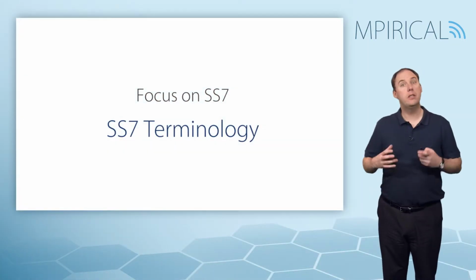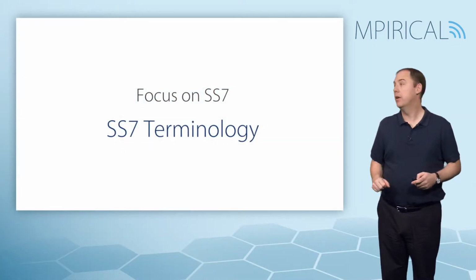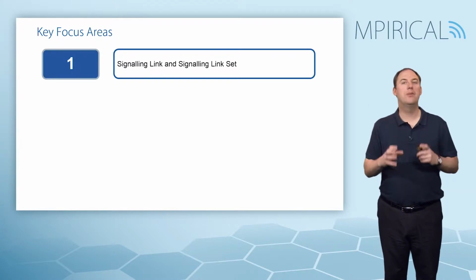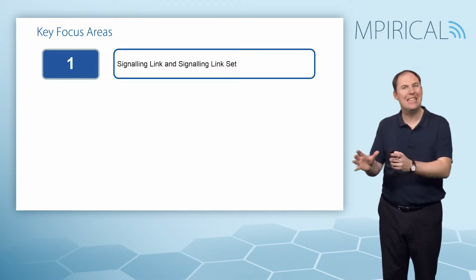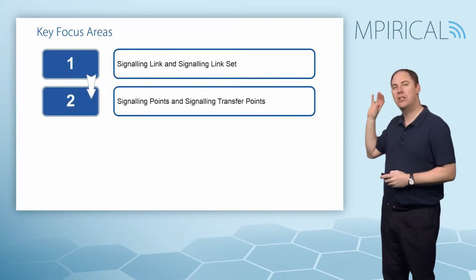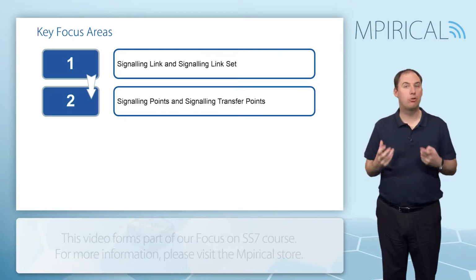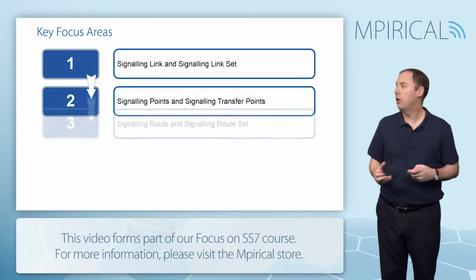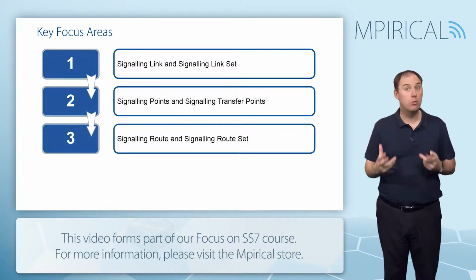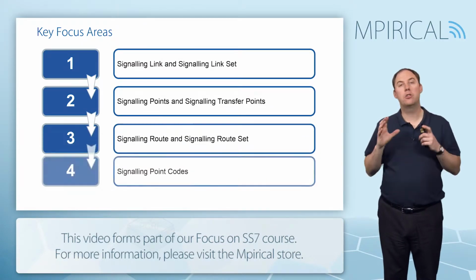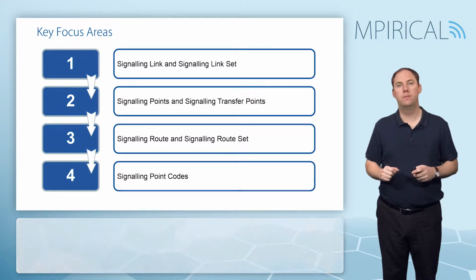In this session, we're going to discuss SS7 terminology. So we're going to start by looking at the term signaling link, what that does mean, signaling link set. We'll also look at the term signaling points and signaling transfer points. Other terminology includes signaling routes and signaling route sets, and then finally we'll focus on signaling point codes.